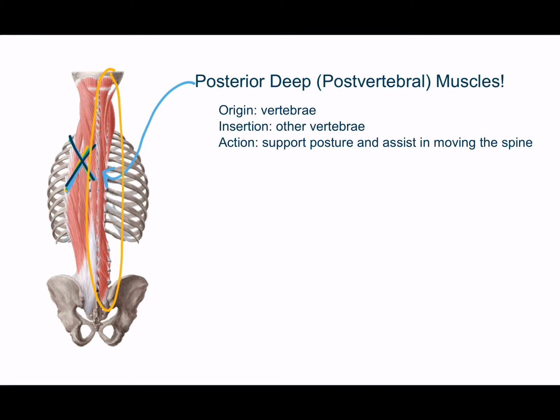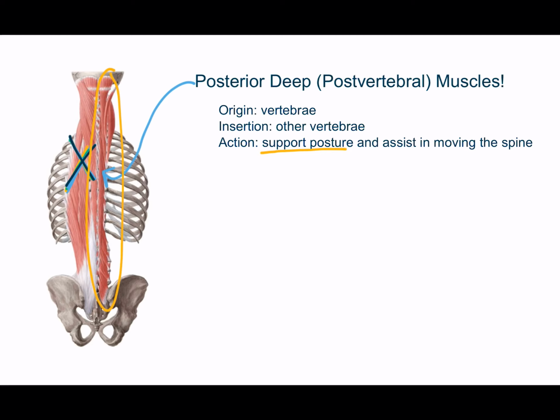And they originate on, again, it's kind of non-specific because there's a bunch of them that we didn't have to be totally specific about, but they originate on some vertebrae and they're going to insert on other vertebrae. And as a back muscle, they work with other back muscles to support posture and assist in moving the spine. So they're just back there helping you out, helping you stand, holding everything together. But what's important to know is that they are the deepest.